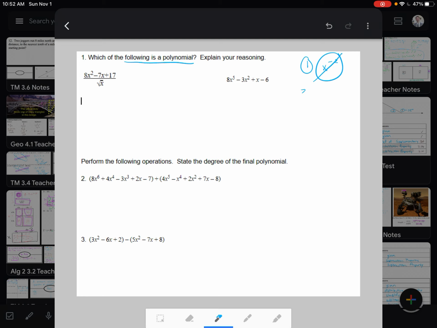Remember our three rules. No negative exponents, not allowed. Additionally, we can't have any variables in the denominator, also not allowed. And then finally, can't have any roots of variables. Again, all of those things are not allowed. So we see a couple of rules broken for number one. We know that this is not a polynomial.